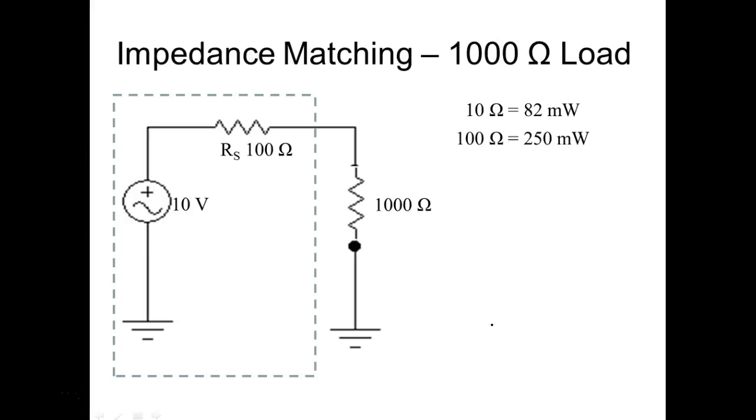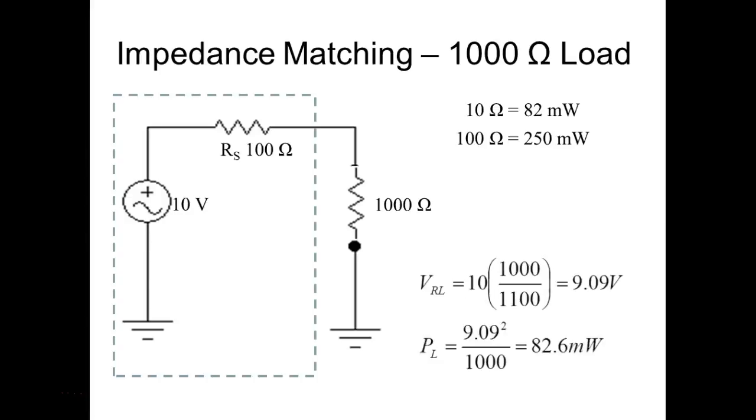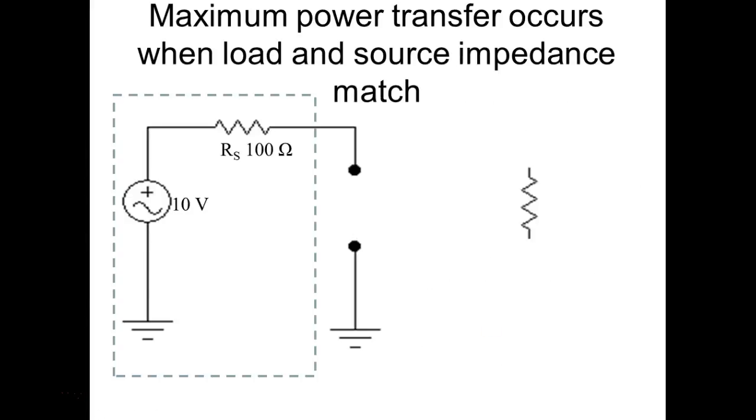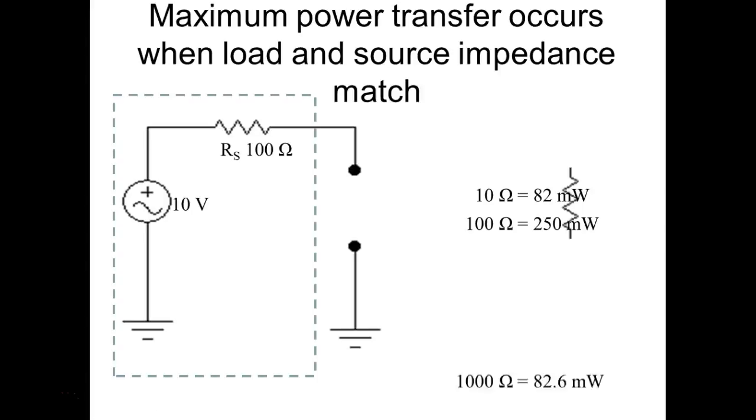So when did we get the maximum power transfer? When the resistance of the load matched the resistance of the source. And we call this impedance matching.